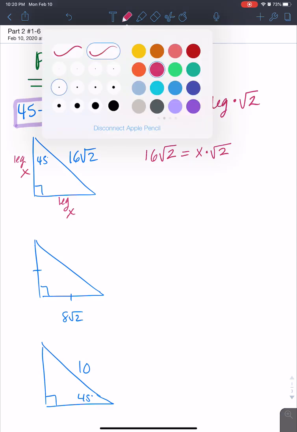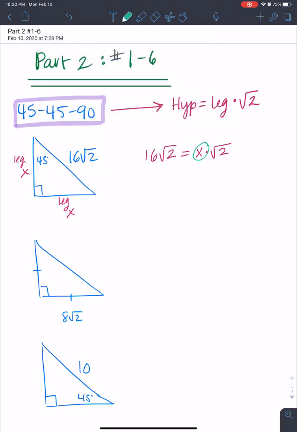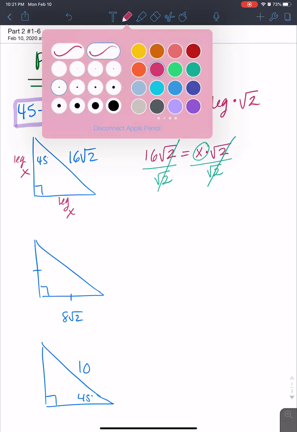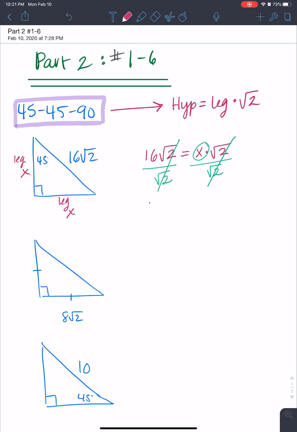Now it's just algebra. How do you isolate this variable? You need to divide by the square root of 2. But whatever you do to one side, you do to the other side. So that cancels out this guy here. And look what it does over here. Also cancels it out. So you're left with 16, and then the x is by itself. So that is my leg for this 45, 45, 90 triangle. Not bad.